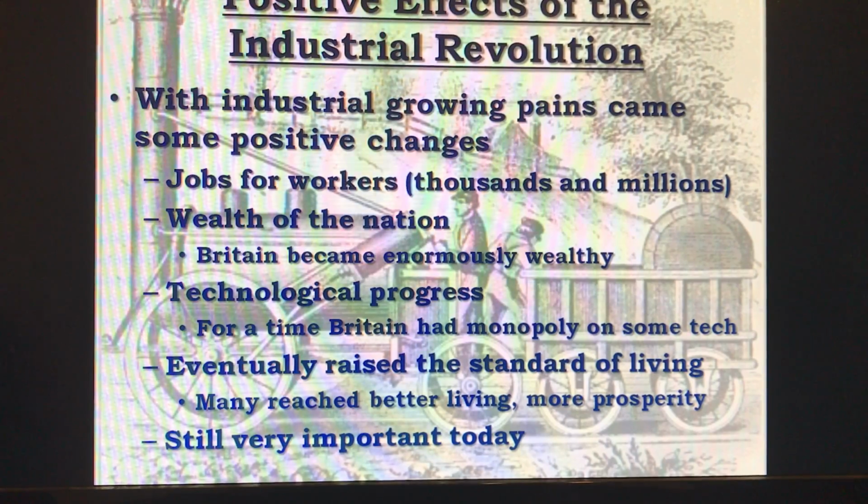And it did eventually raise the standard of living. Many people who were before very, very poor or had no means of making their lives any better, they were finally starting to get some income. And so, yes, they were able to make their lives a little bit better. Some were even able to eventually move out of the city with better jobs and live better lives. And all of these things are still important today. Jobs, wealth, technological progress, raising standards of living, all things that people still go for today.